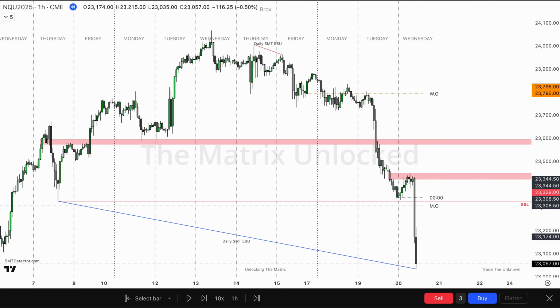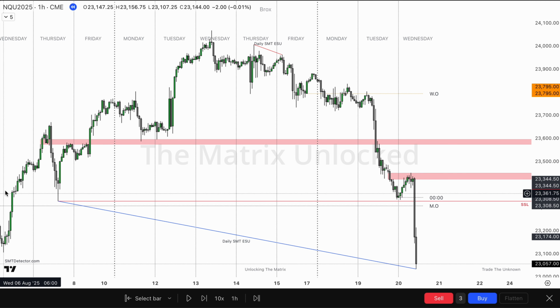Now that you've seen the execution, you will know that I was heavily bearish on this and I was very confident in my draw on liquidity for the day. Now, what exactly was my draw on liquidity? I want you to pay attention right here. I had annotated the 7th of August low right here. Now, why was this low of interest to me?